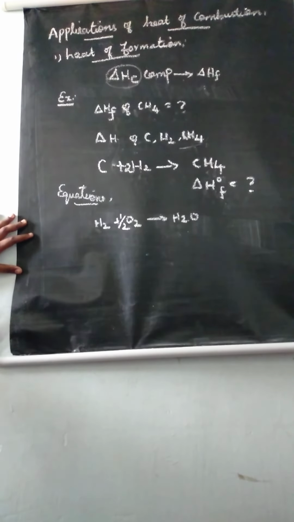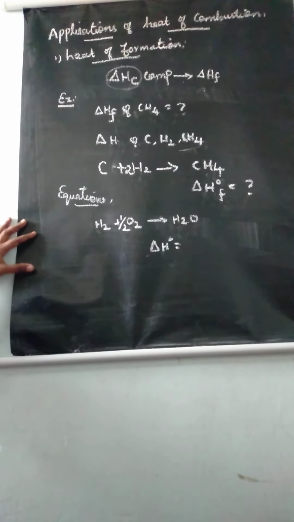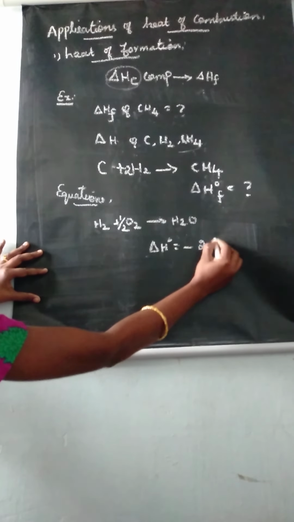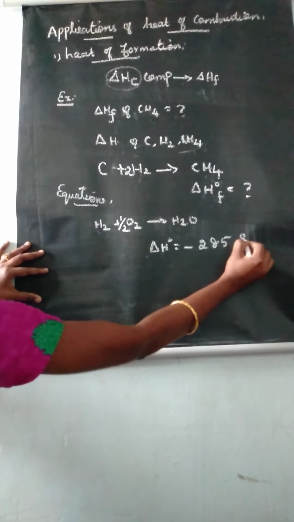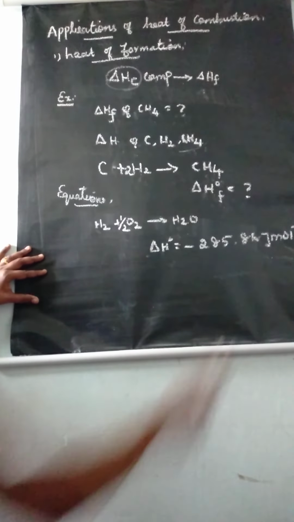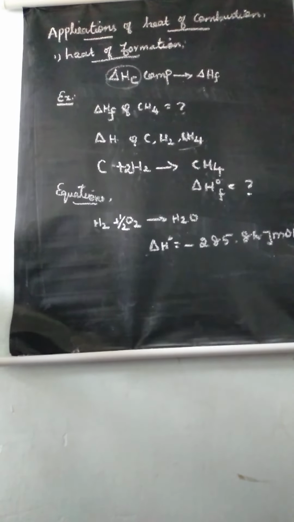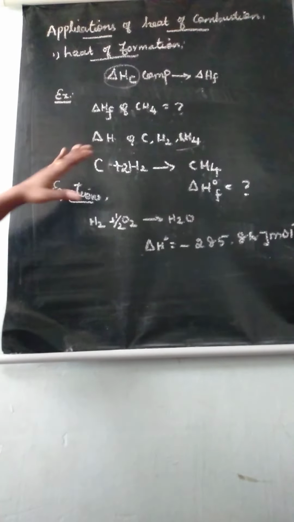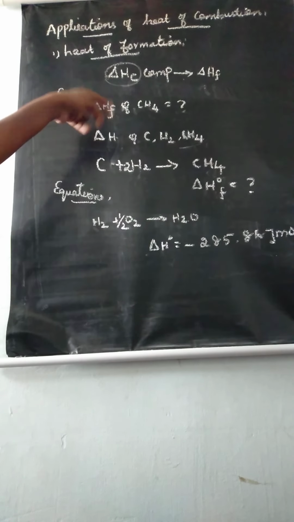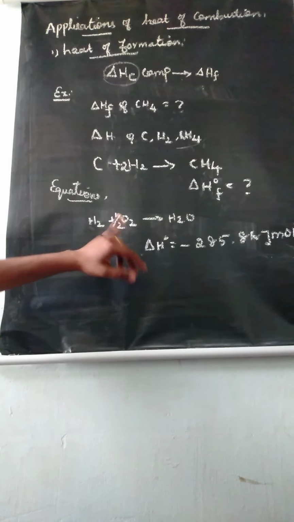Understand? In this equation, the enthalpy, delta H naught, is equal to minus 285.8 kilojoule per mole. In the same way you can consider another equation. Already you know this topic, how we can calculate heat of combustion from the values of some other organic compound. So this is the first equation.